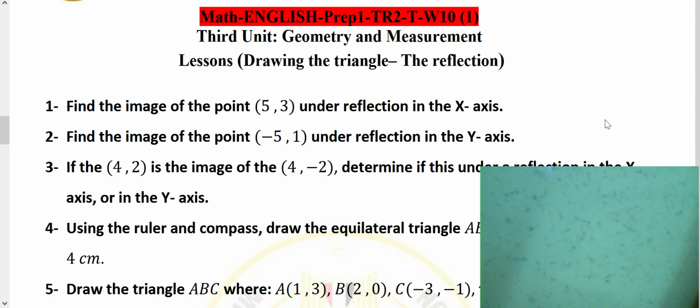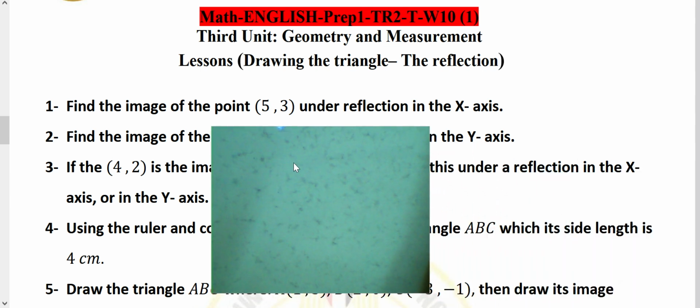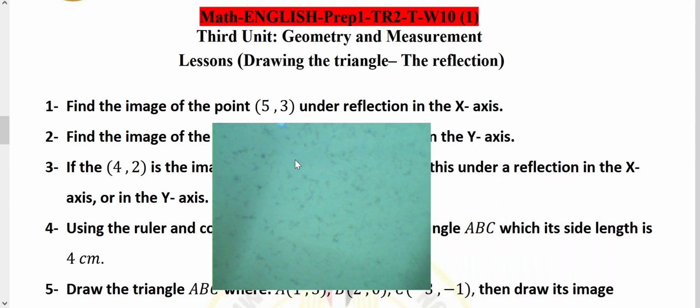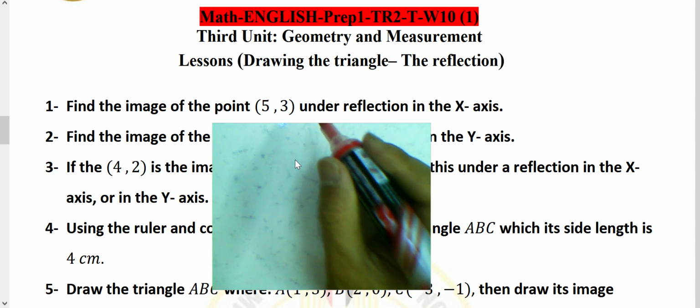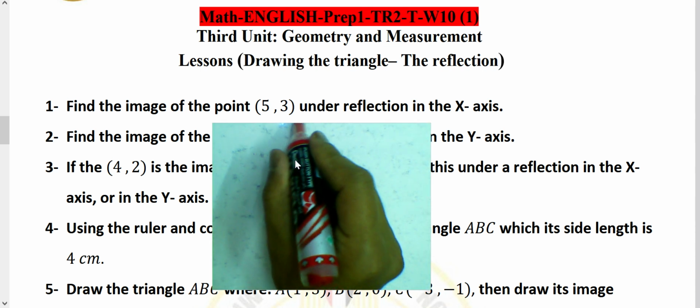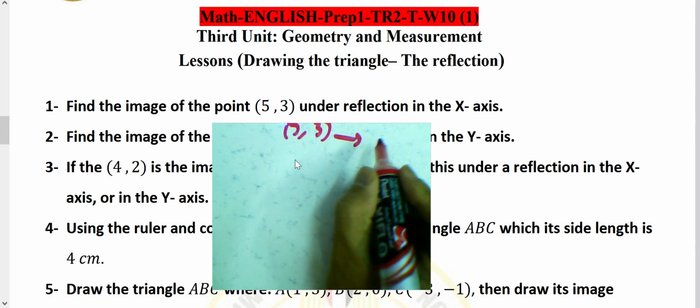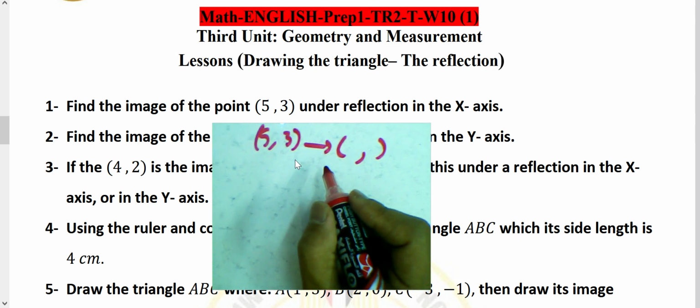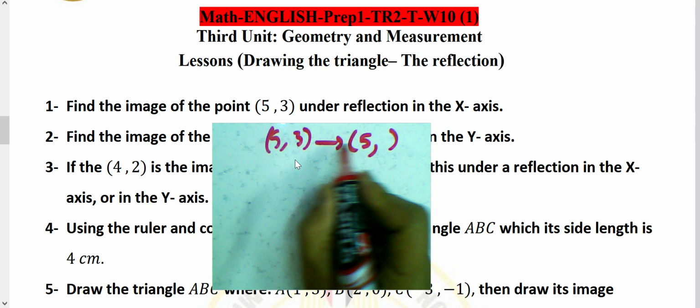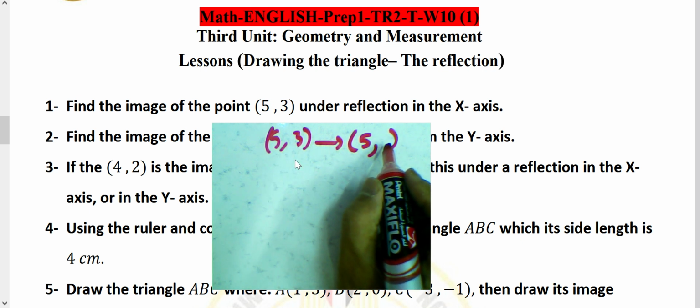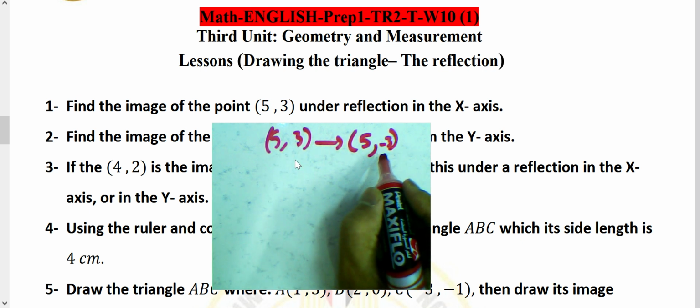Weekly Assessment number 10. Lessons: Drawing the Triangle and Reflection. Unit 3: Geometry and Measurement. Okay. Question number 1. Find the image of the point (5, 3) under reflection in the x-axis. For reflection in the x-axis, we must change the sign of y and keep x the same. Then the result will be (5, -3).